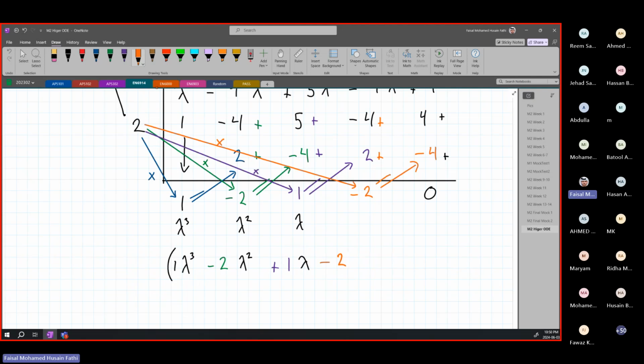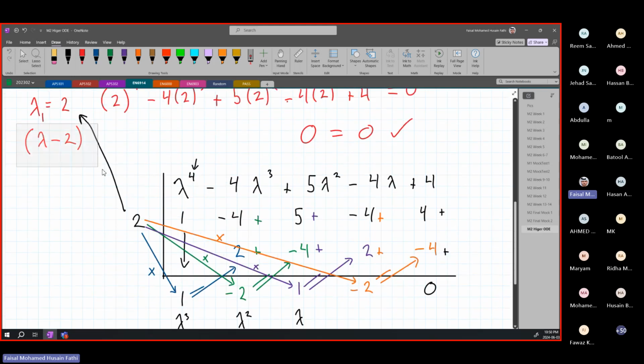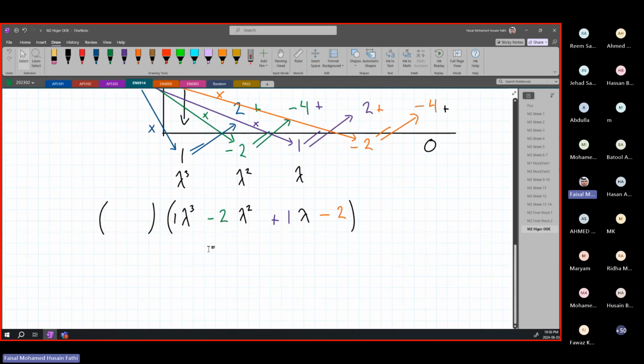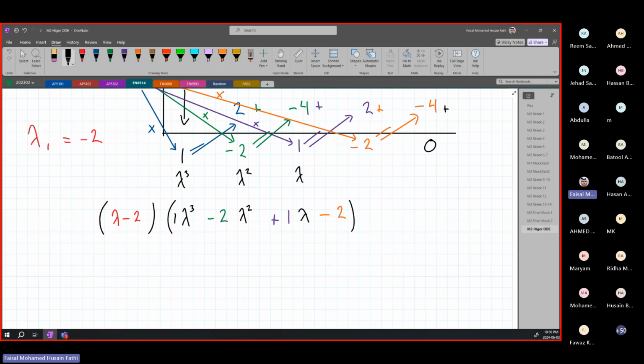All right? And this is being multiplied with our factor that we took out earlier, which is lambda minus 2. So we already have our first root: lambda 1 is equal to 2. This is the first root that we have found through this. All right? And obviously, this is equal to 0.